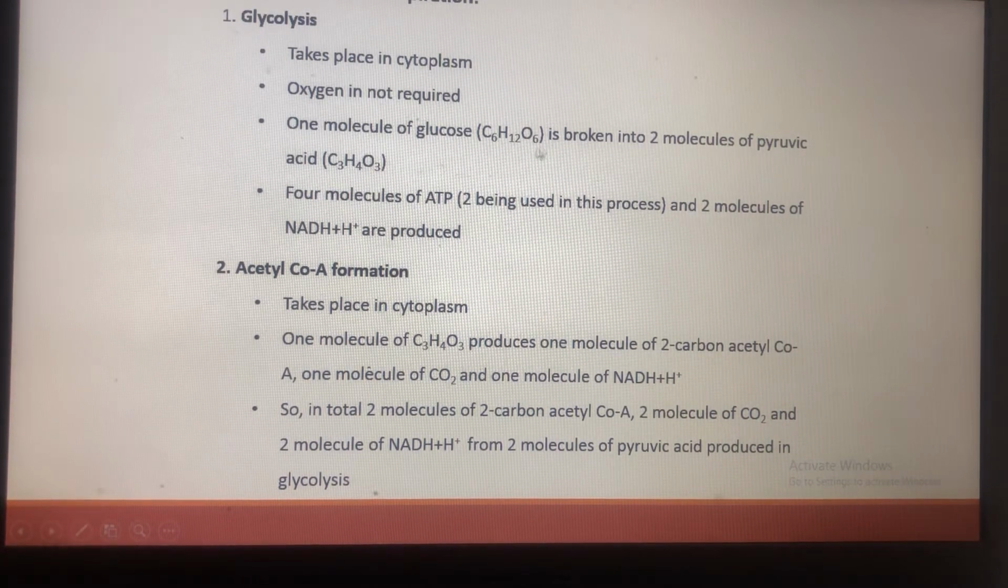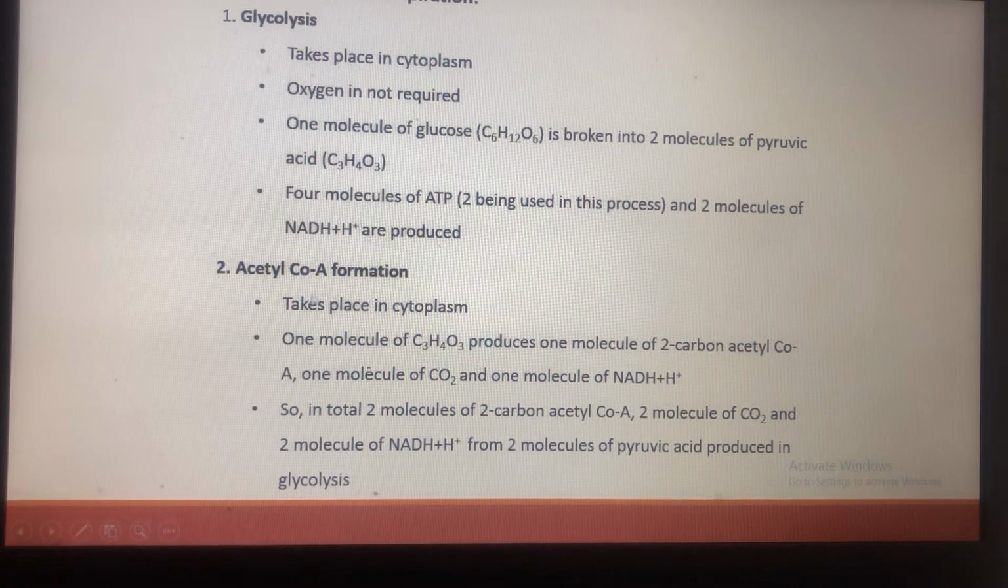One molecule of glucose breaks down and forms 2 molecules of pyruvic acid. You must memorize the formula because it is important. And 4 molecules of ATP, 2 of which are being used in this process. So as a result, 2 molecules of ATP and 2 molecules of NADH plus H plus are produced. That means reduced nicotinamide adenine dinucleotide is produced.